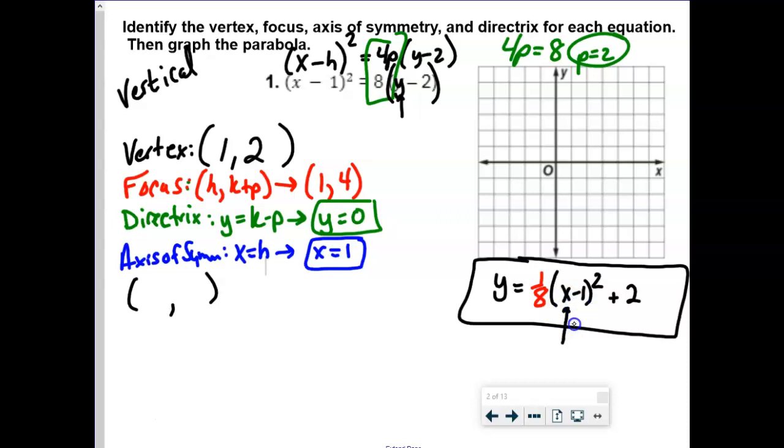Why would I do a 5? Because 5 minus 1 would be 4, and 4 squared is 16. 16 times 1/8 is 2. And plus 2 is 4. Okay, so you're wondering how I magically came up with 5?